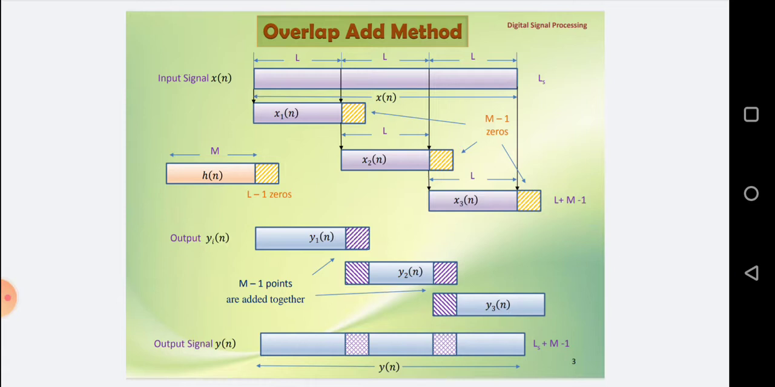So these are two methods, overlap save method and overlap add method, where we are calculating linear convolution of two sequences, out of which one sequence is a long data sequence and the other sequence is an impulse response.